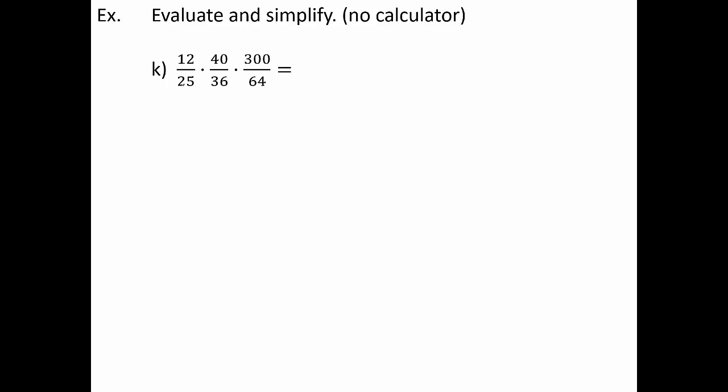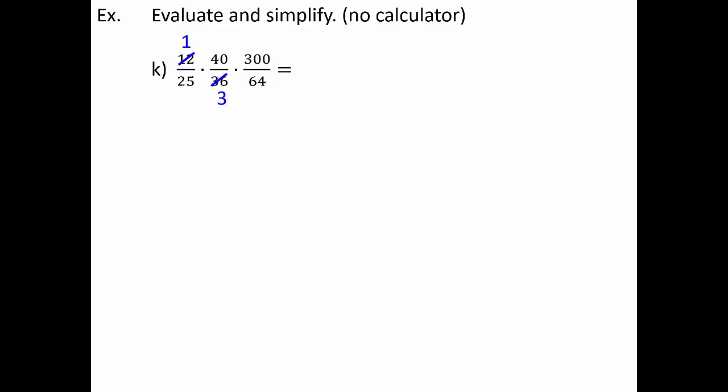So what I'm going to do is I'm going to start with the first thing I saw, the 12 and the 36. 12 goes into 36 3 times. So if I divide the top by 12 and the bottom by 12, the 12 becomes a 1, the 36 becomes a 3. So immediately I made this problem easier. Had I started with 12 times 40 times 300, I don't know what that is off the top of my head. But if I divide the 12 out from the top and the bottom, well, now it's not 12 times 40 times 300.